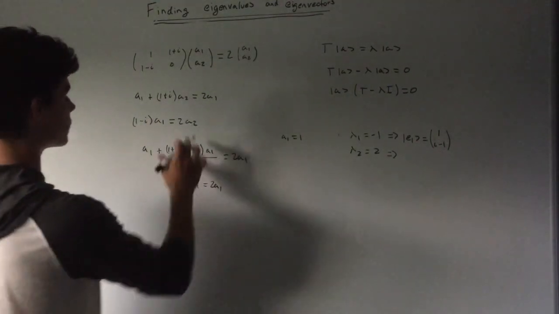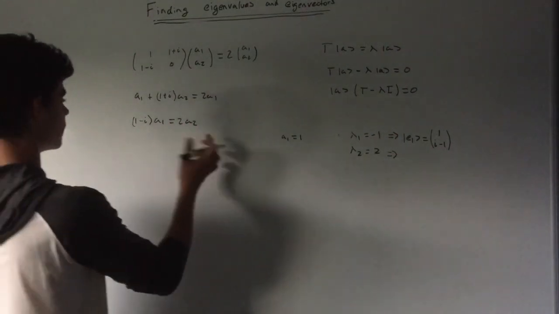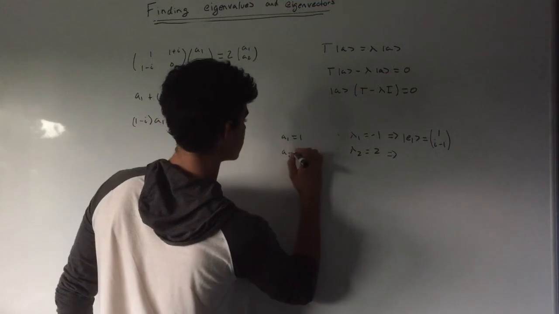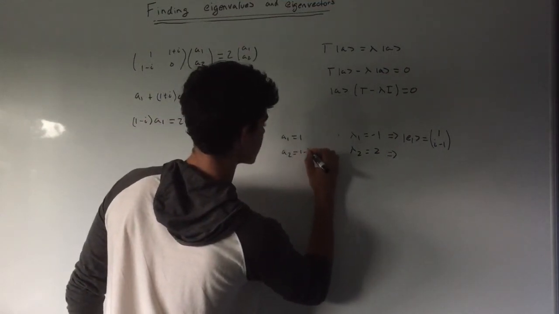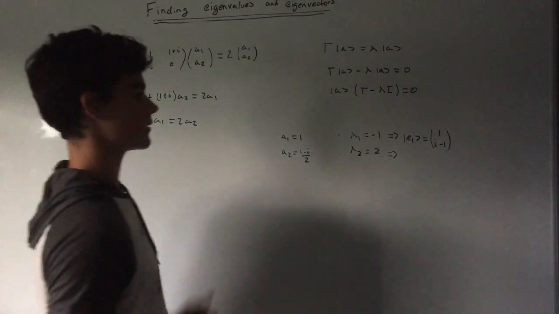And then from here, we can find out what A2 is. So we'll plug in 1 for A1, and we'll divide by 2. We'll get A2 is equal to 1 minus i over 2. And that will get us our second eigenvector.